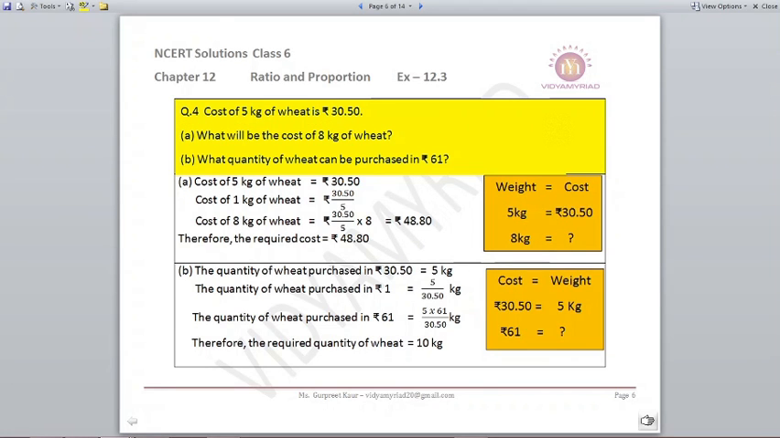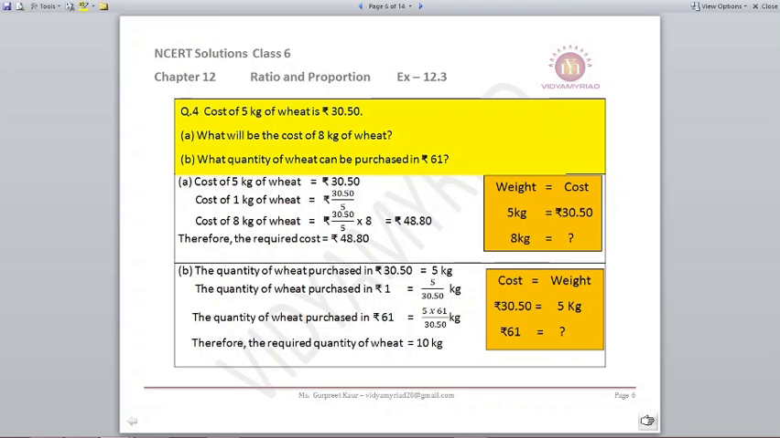Question number 4. Cost of 5 kg of wheat is rupees 30.50. Apart from that, what will be the cost of 8 kg of wheat? So 5 kg cost is rupees 30.50. So 8 kg will be 30.50 divided by 5 multiplied by 8. The required cost comes out to rupees 48.80.